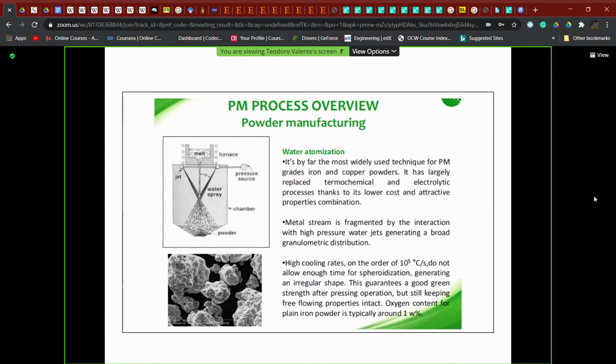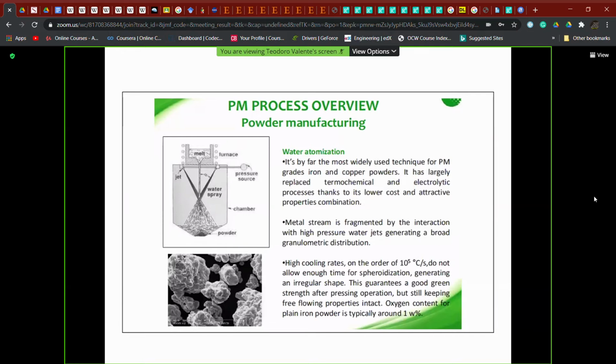Due to the fact that this is a very high cooling rate, usually the fabricated powders do not have sufficient time to become spheres, and so they usually have an irregular shape. This is something positive if we think to the further step related to the fabrication of a green body by pressing.